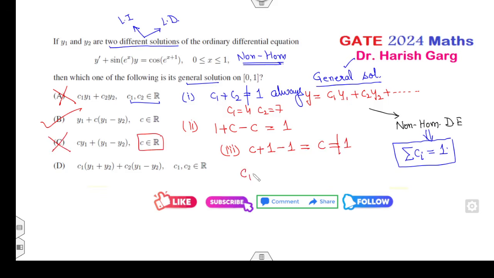Look at the fourth option: coefficient of y1 is c1 plus c2, coefficient of y2 is c1 minus c2. The sum is twice c1. Is it always 1? No, because c1 and c2 can be any numbers. So the right answer is B.